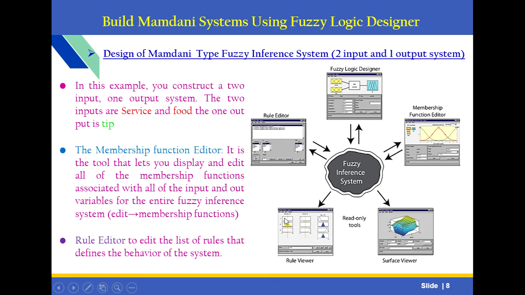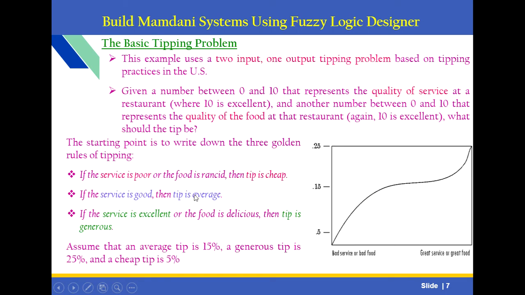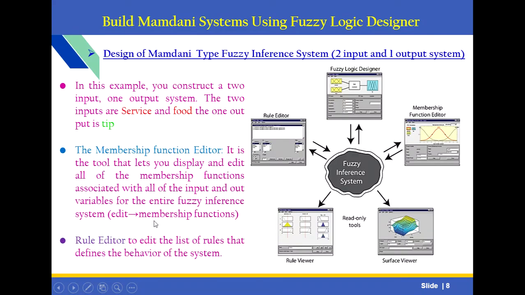Here we are seeing the 3 rules: service is poor, service is good and service is excellent. These are all the rules. Here you have to create them. Then you can view the output in the surface viewer. The rule editor is used to edit the list of rules that defines the behavior of the system. Then the important one is the membership function editor. The membership function editor is the tool that lets you display and edit all of the membership functions associated with all the input and output variables for the entire fuzzy inference system. This is the fuzzy logic designer app.